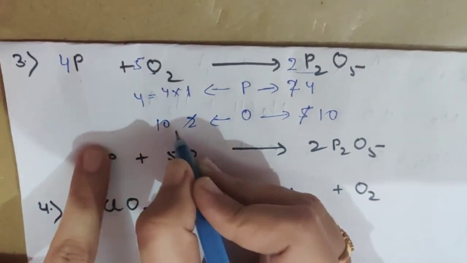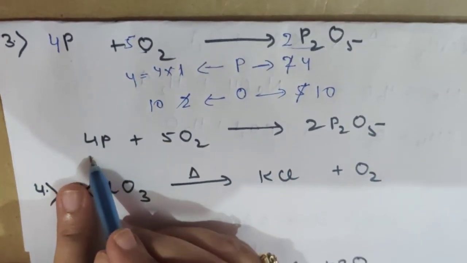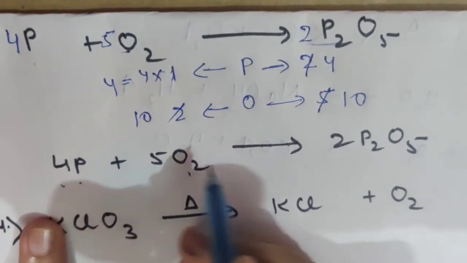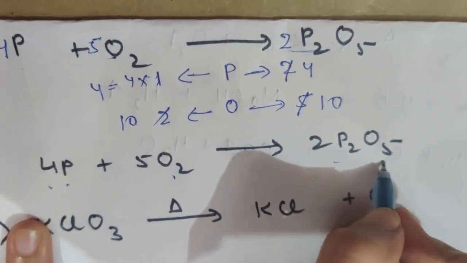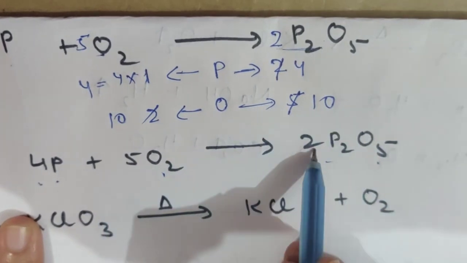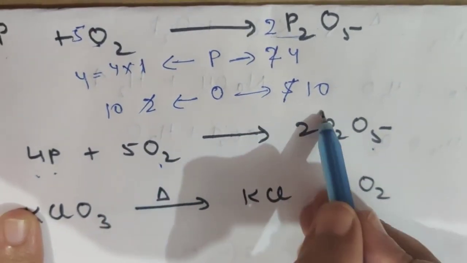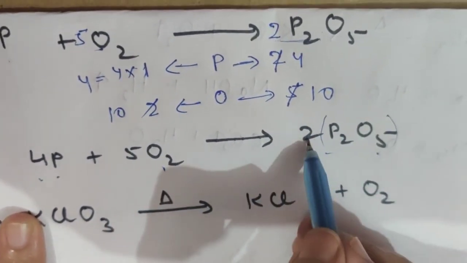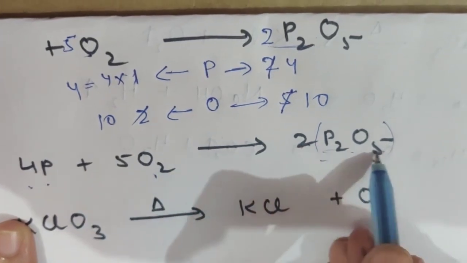Now this is the complete balanced equation: 4P plus 5O2 gives 2P2O5. I hope it is clear to you, children. Please remember that the number used to balance a chemical equation cannot be substituted somewhere in between.